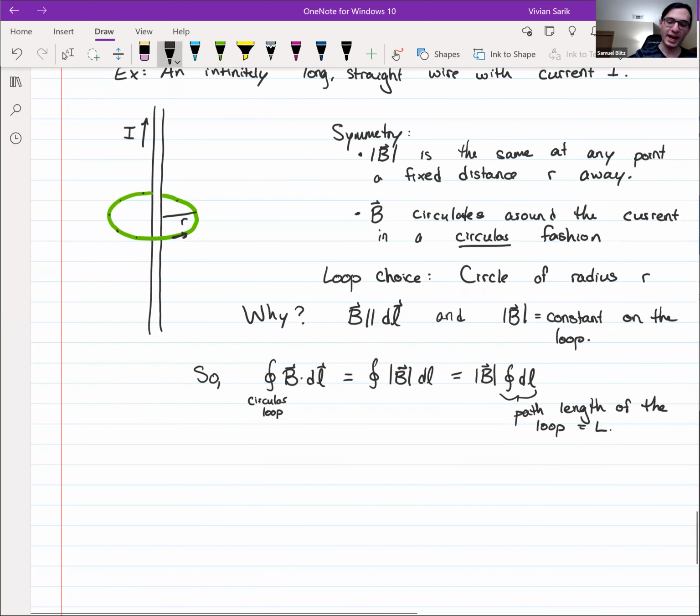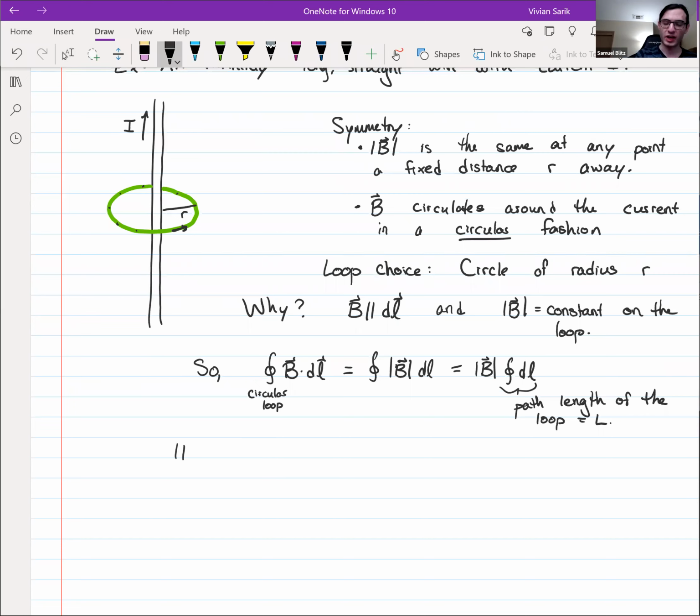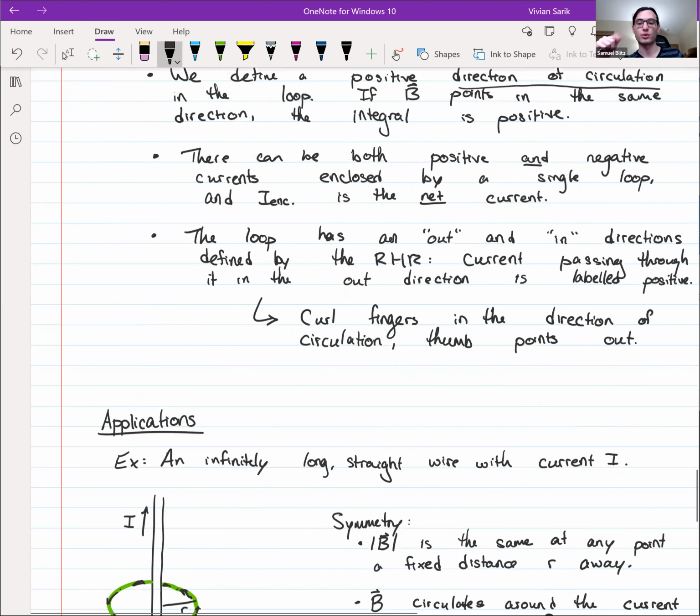And so what we have is that B times L is equal to mu naught times I. Now, again, we have to check here. So we know the magnetic field circulates, viewed from above, counterclockwise, right? So we're going to choose the positive direction of circulation to be this direction. That is our positive direction. And so we need to double check and make sure that I goes out rather than in.